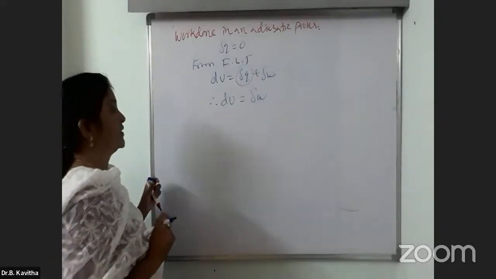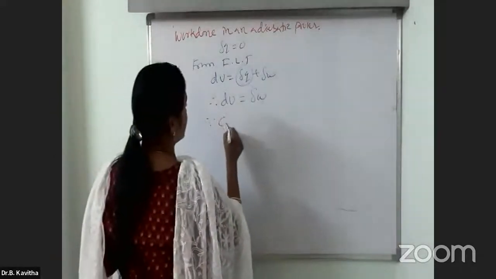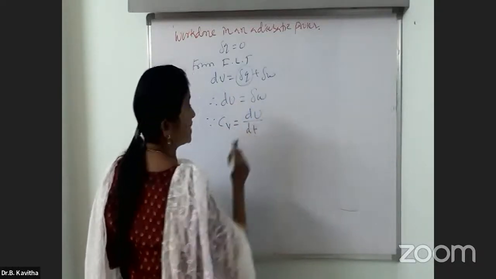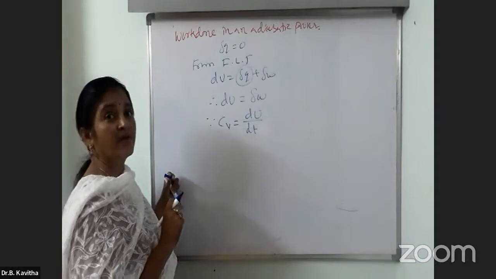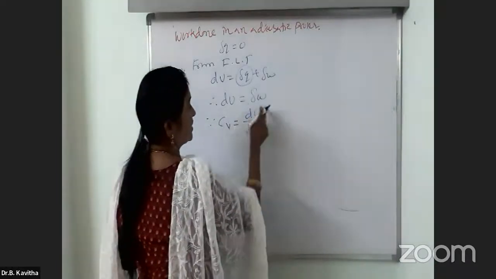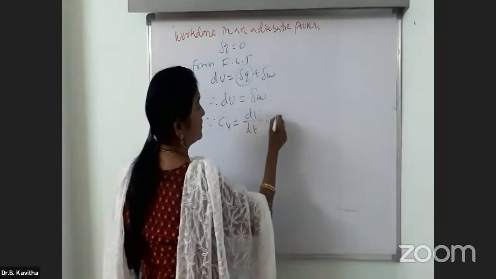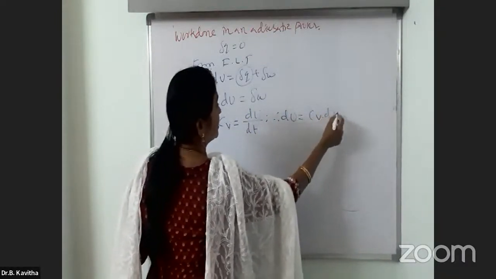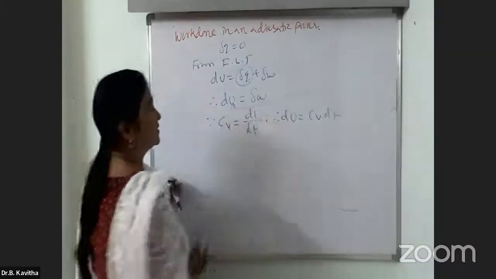And what is dU? What is CV? CV is equal to dU by dT. For small changes, delta U by delta T and dU by dT, and when you take this dT to the left hand side, you can write the equation for this dU. Therefore, dU becomes how much here? CV into dT.